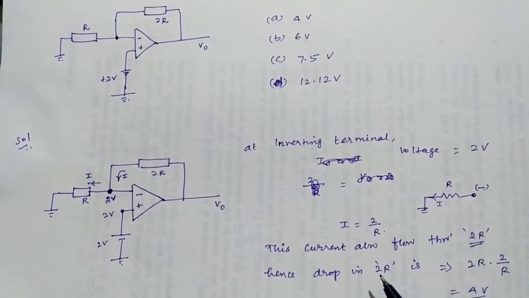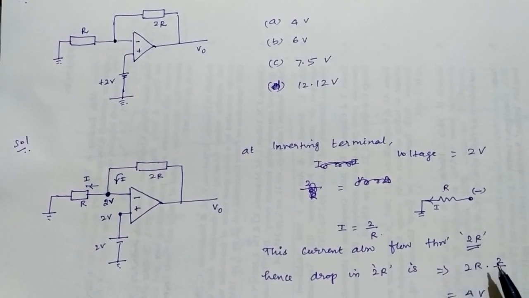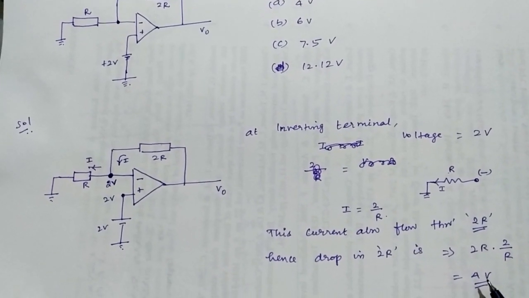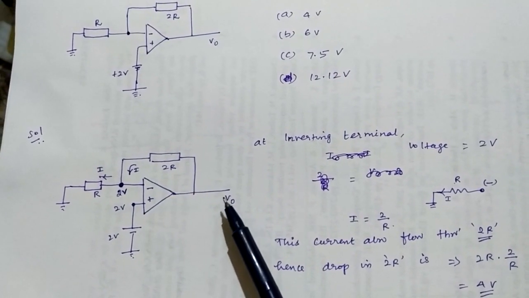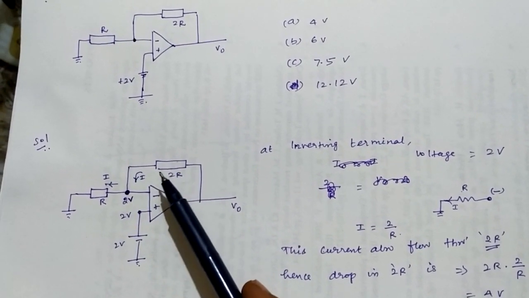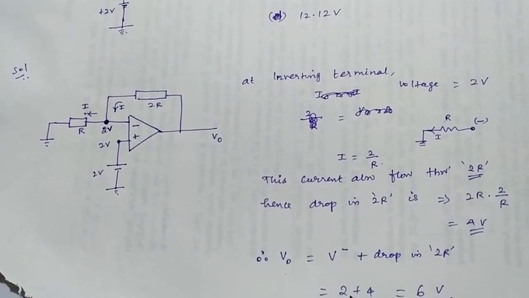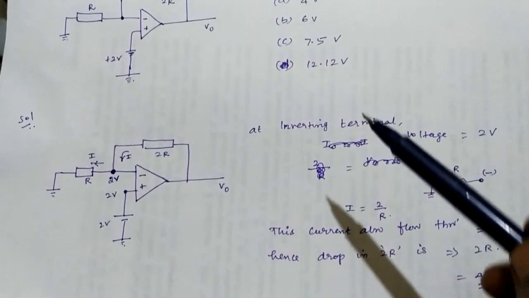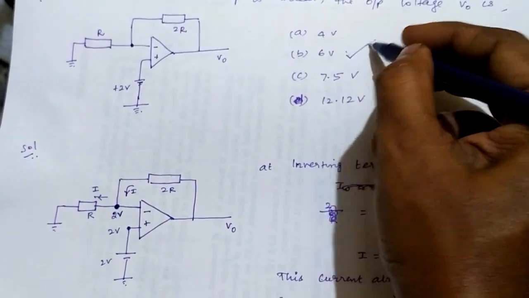Hence the voltage drop across that 2R resistor is resistor times current. So the current value is 2 by R into 2R, therefore 4 volt. So 4 volt is the voltage drop across the resistor. Therefore the output voltage is equal to this 2 volt plus this 4 volt drop in the resistor, so output voltage is 2 volt plus 4 volt, equal to 6 volt. So 6 volt is the answer.